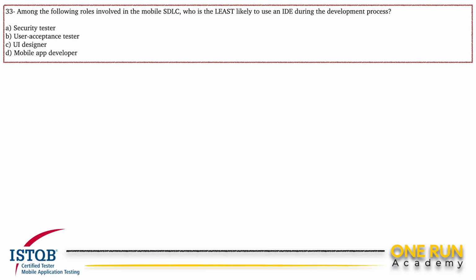Very well. Let's start by understanding the overall question to ensure we're all on the same ground. The question here is asking us to determine which role in the mobile software development lifecycle is least likely to use an integrated development environment, or IDE, during the development process. We need to figure out who among the listed roles would have the least need to interact with an IDE. Now, let's break down each of the options and evaluate whether each role is likely to use an IDE or not. Starting with option A.